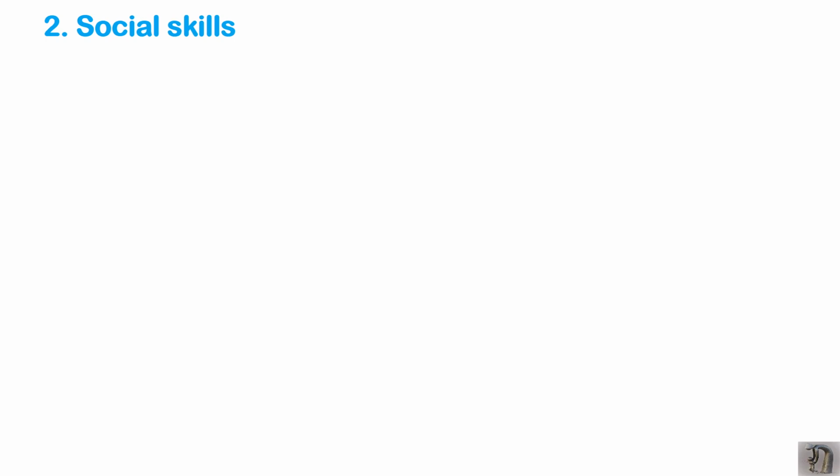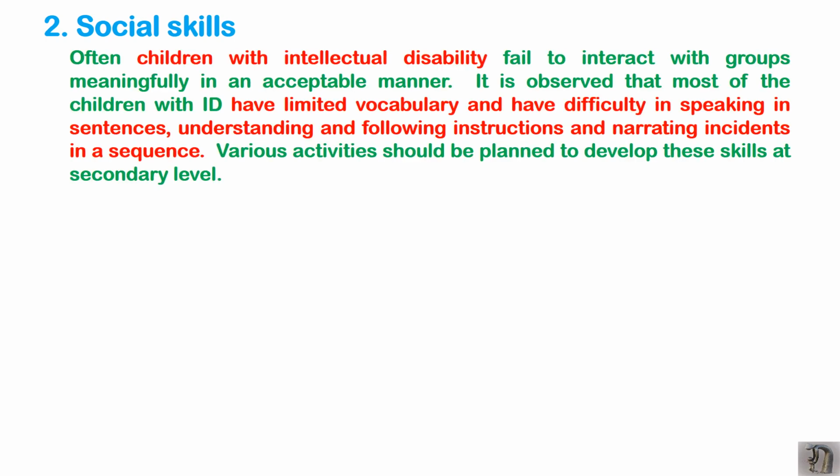Okay, so social skills. Often children with intellectual disability fail to interact with a group meaningfully and in an acceptable manner. Even when they interact, they don't interact properly. So it is observed that most of the children with ID have limited vocabularies, have difficulty in speaking sentences, understanding, following instructions, and narrating the incident that happened.